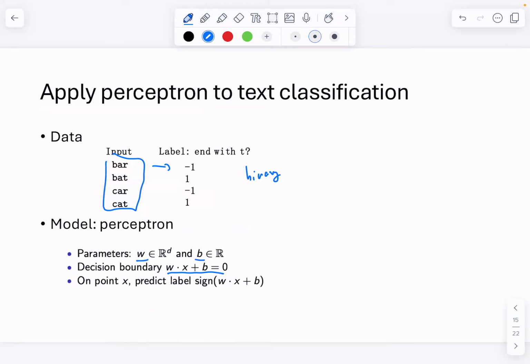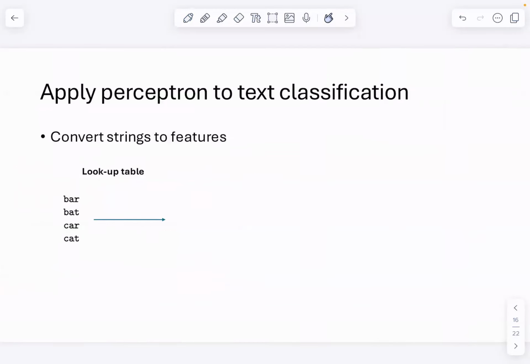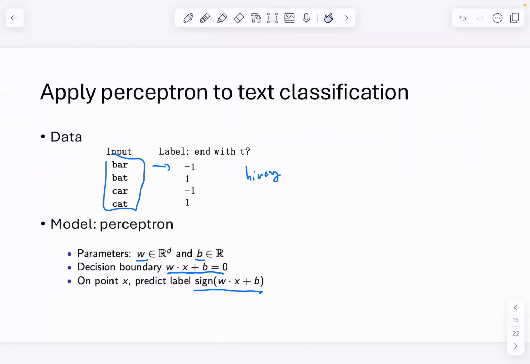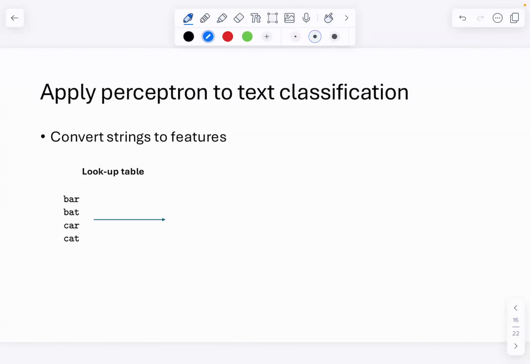And how can we do the prediction? We still use the sum of these multiplications, the same as before. But there's one thing we need to think about first when we apply the perceptron algorithm: how can we convert strings to features? We cannot directly multiply w with strings. We need to first convert strings to some numbers, and this can be done simply by a lookup table. For example, I can map bar to 1, bat to 2, car to 3, and cat to 4. This is how I build a lookup table for the original inputs.